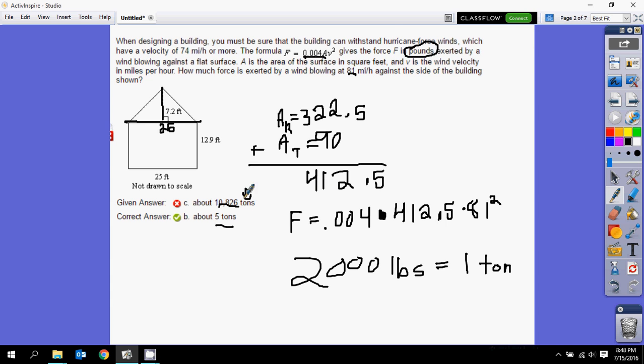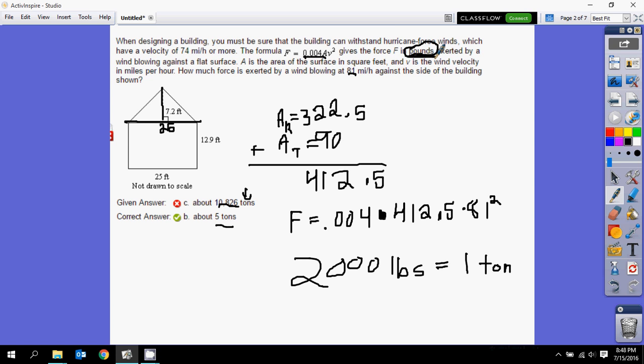Judging by your answer, I think you got that number, okay? So my force is going to be 0.004, I'm getting that from the equation above, times A, which is the area, 412.5, times the wind speed, the velocity, which is 81 squared, okay? Now, when you multiply that out, you do get 10.826, okay? However, it says that gives it in pounds, okay? So 10,826 pounds is not the same thing as the same number in tons, okay?